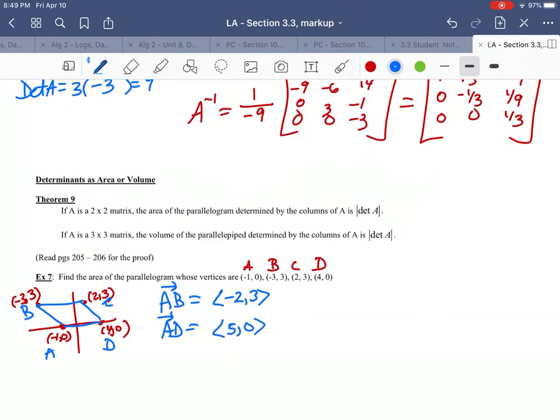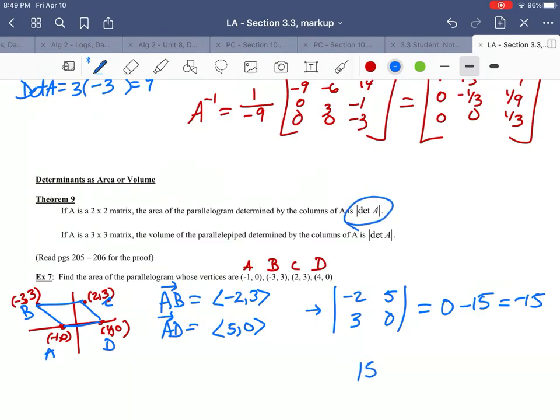We get 5, 0. So what you do with that is you put it in a matrix form. You put negative 2, 3. That's the first vector. The second vector is 5, 0. You do its determinant, and you get 0 minus 15. And so I get negative 15, but remember, this says the absolute value of the determinant, so that means that 15 units squared is the area of the parallelogram.